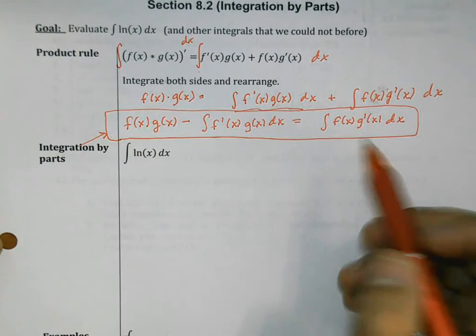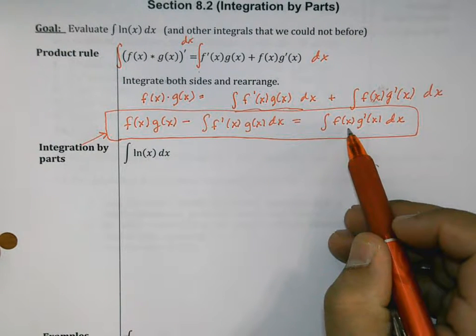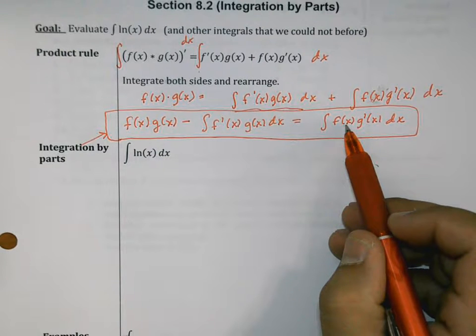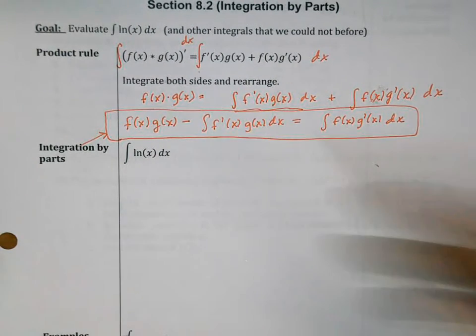Okay? In other words, if we have to integrate something, we look at the problem and we split it into two functions. One of it we call f, and the other of it we call g prime, and then we apply this rule.